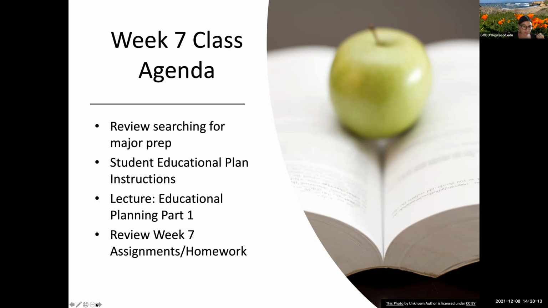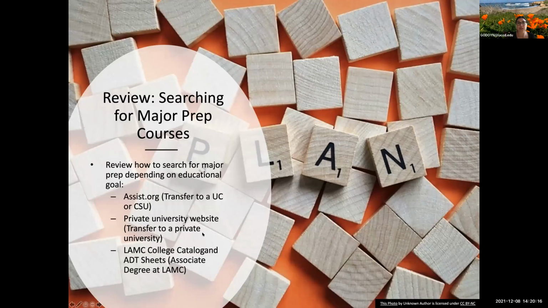Okay, so let's review. To search for major prep courses, it depends first of all on what your educational goal is. If you're thinking about transferring from LA Mission College to a UC or a Cal State, we're going to be using assist.org, and we're going to review that again today. If you're thinking about transferring from LA Mission College to a private university, we're going to need to look at the private university's website. Now, this can be a little bit tricky.